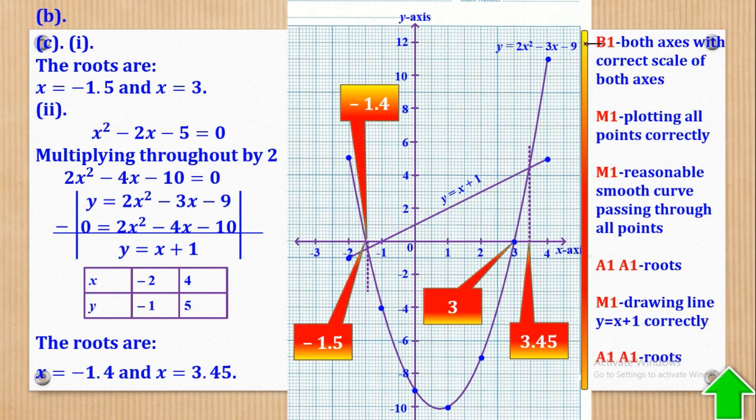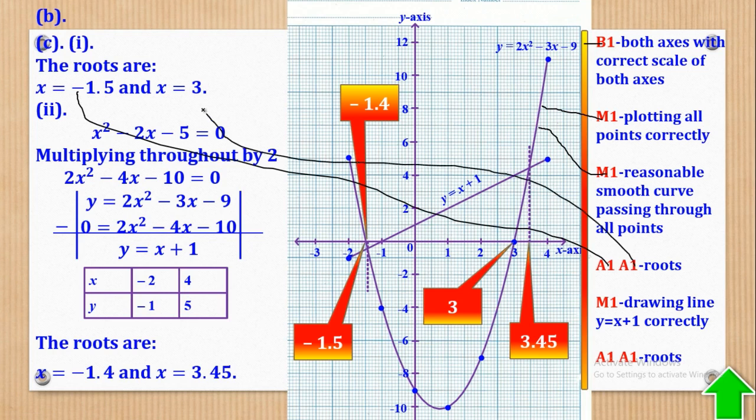So this B1 is for both axes with the correct scale which was given in the question. Then M1 for plotting all the points correctly for the curve, and M1 for drawing a reasonably smooth curve. It must be smooth. Then this A1 is for the first root here, another A1 is for the second root there. Then M1 for drawing the line y equals x plus 1, A1 for the first root here, and another A1 for the second root there. So basically that's what they wanted in this question.